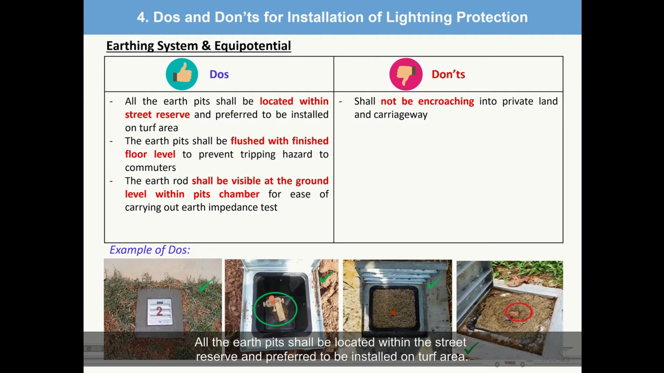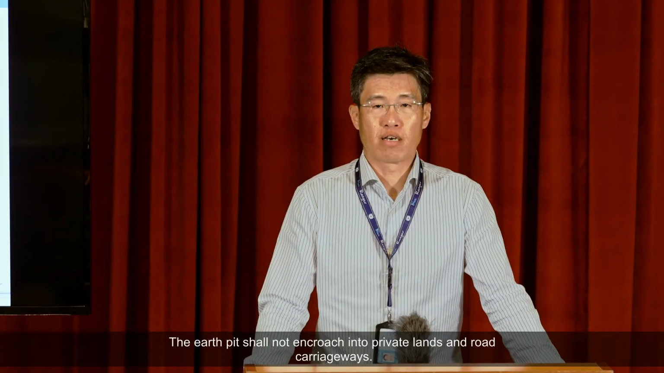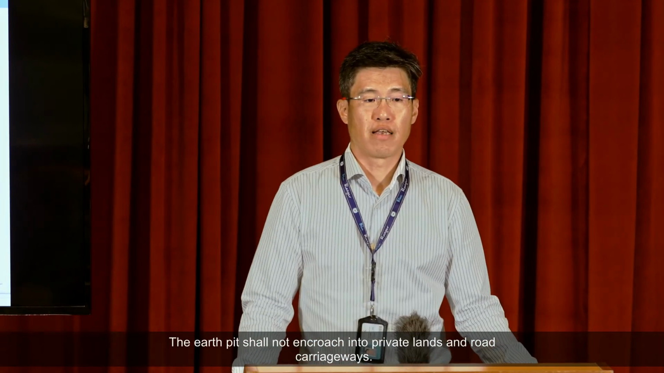All the earth pits shall be located within the street reserve and preferably installed on turf area. The earth pit shall be flush with finished floor level to prevent tripping hazards to the commuters. The earth rod shall be visible at the ground level within the pit's chamber for ease of carrying out earth impedance tests. The earth pit shall not encroach into private lands and carriageway.